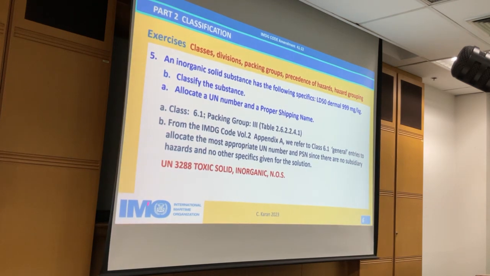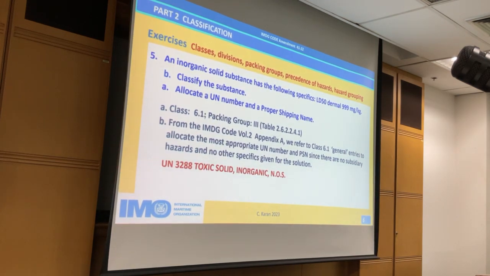I will go with the 6th question. You can go again, Appendix A, go to 6.1 this time with no subsidiary risks, and you can find the most general name, NOS. Is your question after this? Is it this one? Did I answer it?